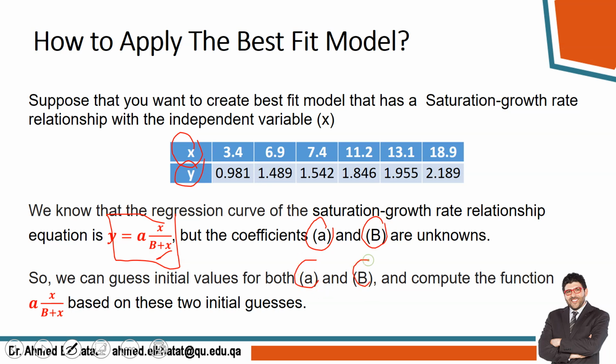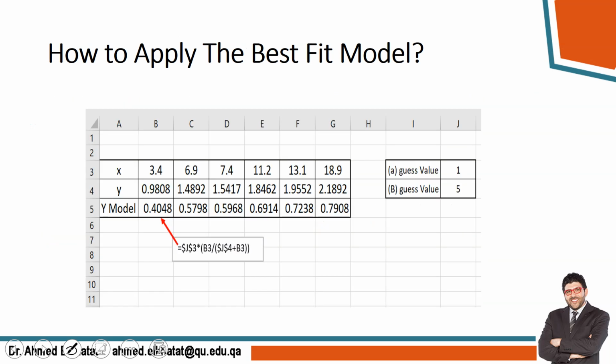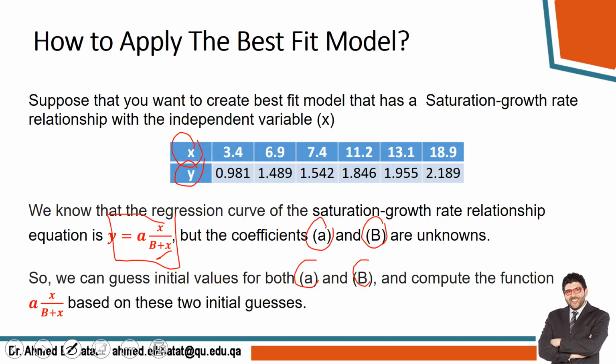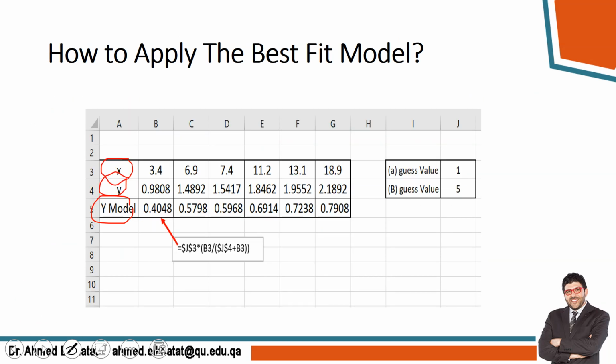Now we create x and y, and then we create our model based on the equation we want. So y equals this equation, and we create this model. Where a and b are, we just put a and b here, and we should make sure they are fixed. So a is fixed and b is fixed. Then when you drag to the right, all the model will be calculated based on a and b.